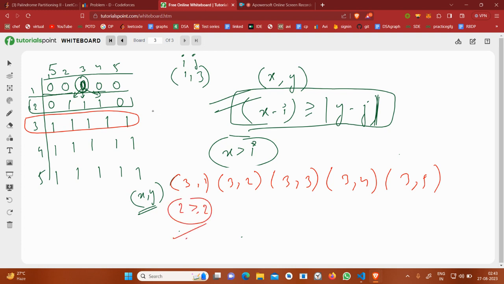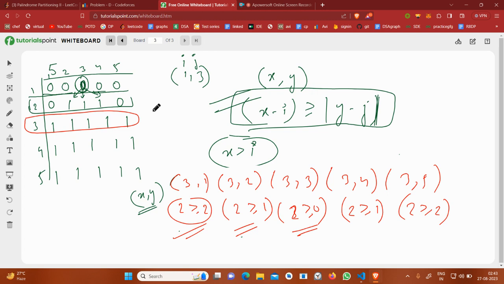Obviously, it would satisfy. 3 minus 3 minus 1, 2 is greater than or equal to 1. Yeah, it would also satisfy. 3 comma 2, 2 is greater than or equal to 0. Yeah, it is also satisfying. Similarly, this also will satisfy, and this also will satisfy. So now you should be able to observe one thing, that if I am considering this, then all the diagonal elements would satisfy.